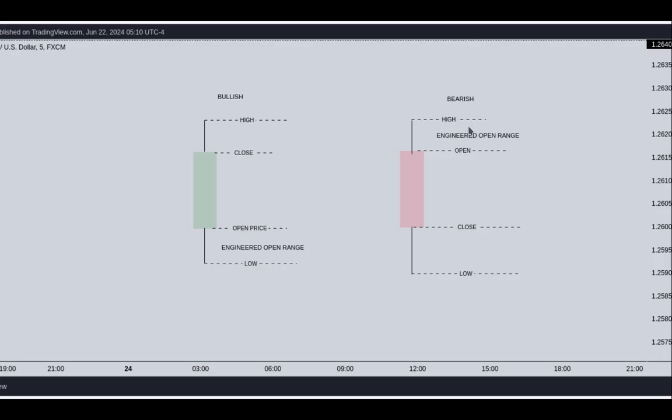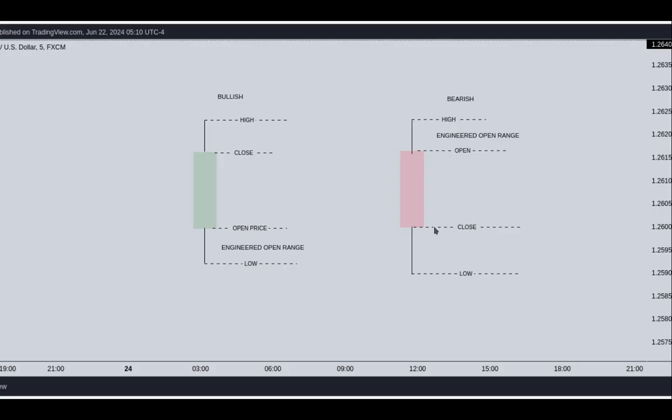On the bearish side, we look at the open. The open is here and the high of this candle is at this level. So our duty is to sell within this engineered open range. Our engineered open range is the open and the high. So we need to sell in this level, the engineered open range, and target the low or the close.